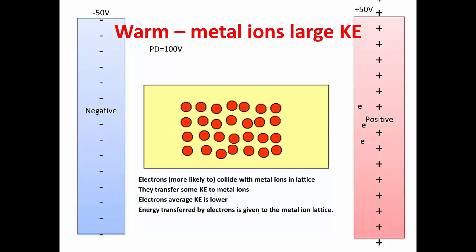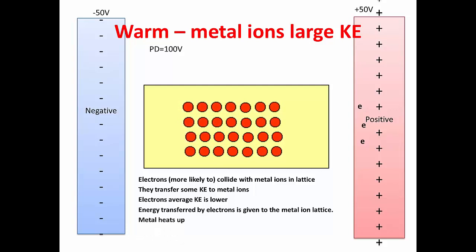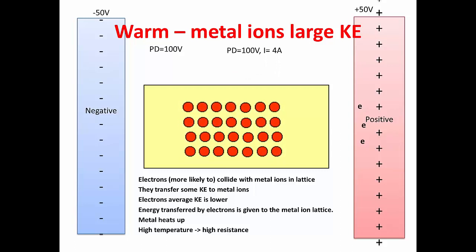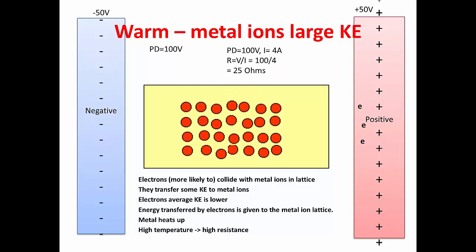So there we have it. So the metal is going to heat up. So in this case, a high temperature is going to be a high resistance. So if we do look at it mathematically, we could say the potential difference is 100 volts as it was before. But this time, the current is 4 amps. It's a little bit lower. So 100 divided by 4 gives a resistance of 25 ohms.